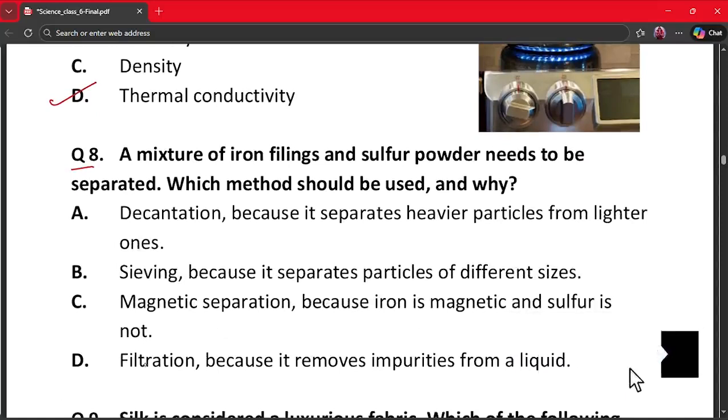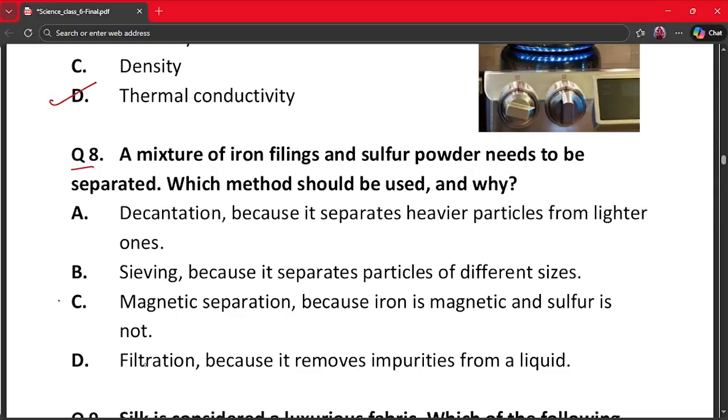A mixture of iron filings and sulfur powder needs to be separated. Which method should be used and why? A. Decantation, because it separates heavier particles from lighter ones. B. Sieving, because it separates particles of different sizes. C. Magnetic separation, because iron is magnetic and sulfur is not. D. Filtration, because it removes impurities from a liquid.